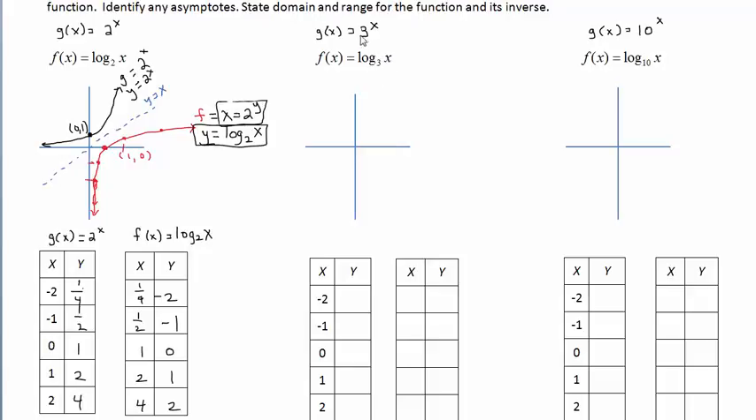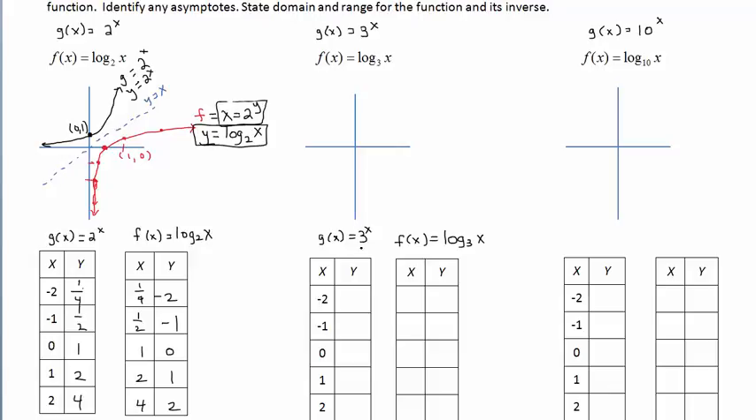Log base 3 of x. Well, it's the inverse of the exponential 3 to the x. So let's come down to our data table right here. This will be the data table for the exponential 3 to the x. And this will be the data table for its inverse, log base 3 of x. I know we all know how to graph 3 to the x. It looks very similar to 2 to the x, but let's go ahead and generate the data table that we would use to plot points on 3 to the x.